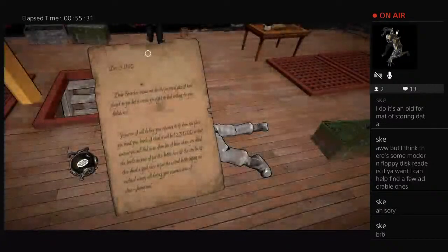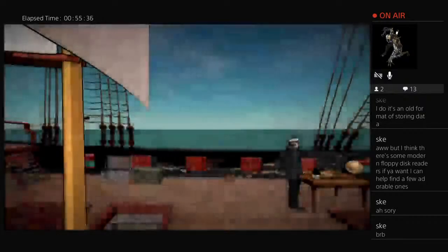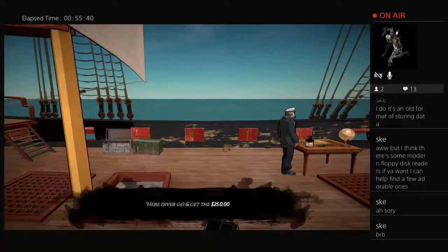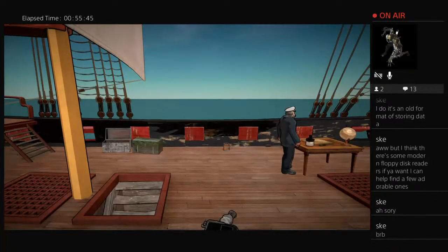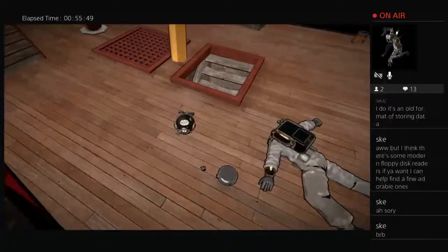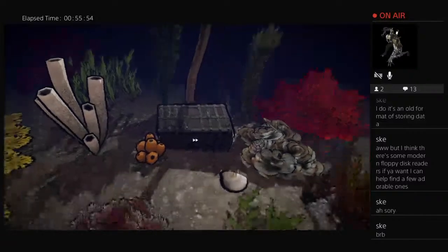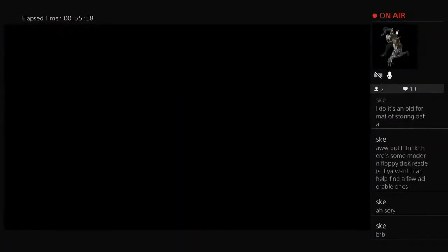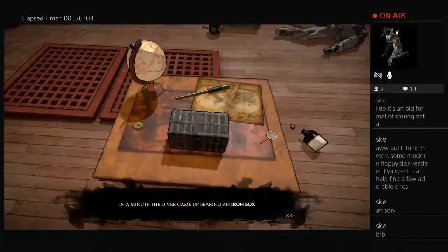What's up over there, McNasty? This is just somebody who pranked some dude at sea, said Captain Jones. Here, diver, go and get the $250. Better fire. You have fire? Who in their right mind gave you fire? Where the fuck's the... Oh, it's an iron box. That's not iron, that's got wood in it. The diver came up bearing a box made of wood, reinforced with iron.